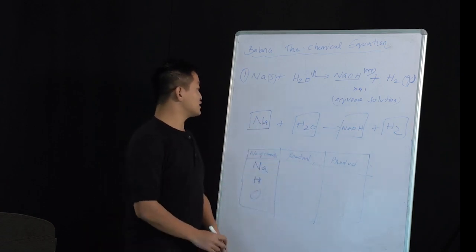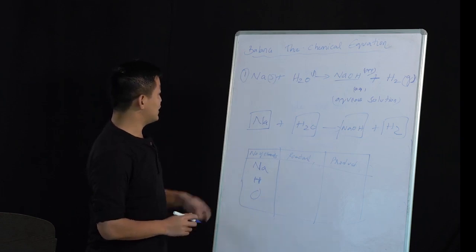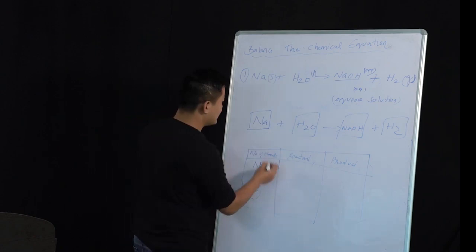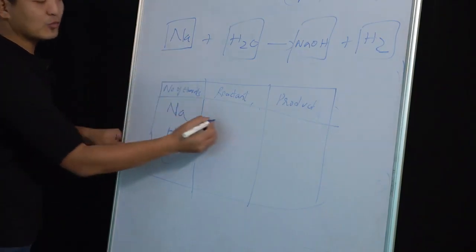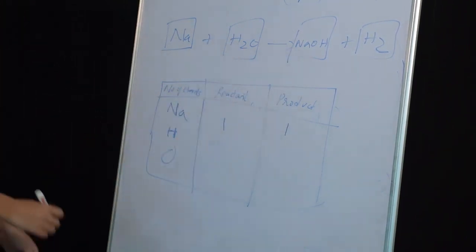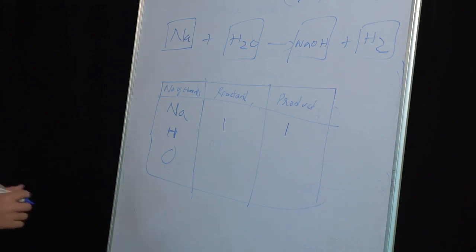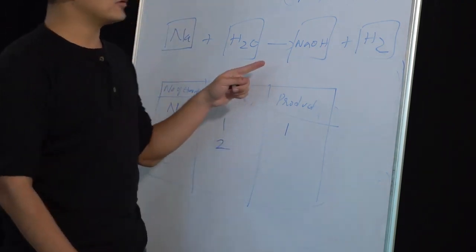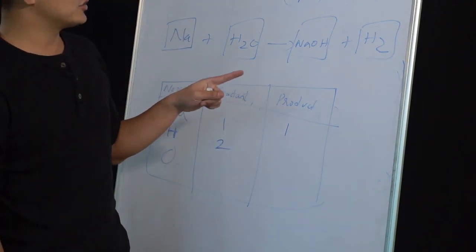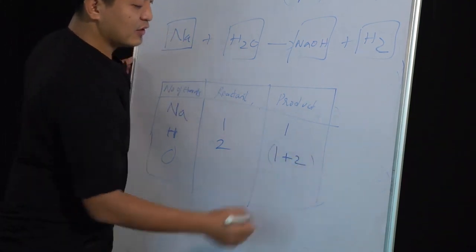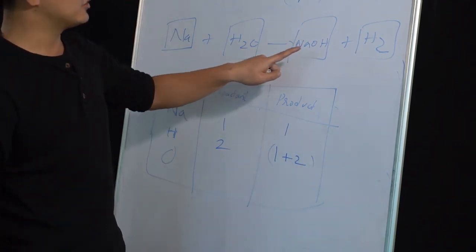So now let's count how many sodium are there on the left hand side and on the product side, that is the right hand side. We have only one sodium, and we have only one sodium on the product. Now let's see how many hydrogen are there on the left hand side: 2. Now you see here, students, on the product side, the hydrogen that we see is 1 plus 2. So we have 3. Altogether, we get to see 3 hydrogen.